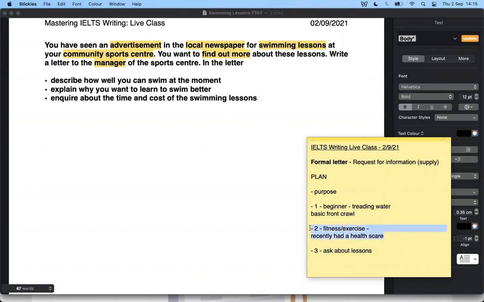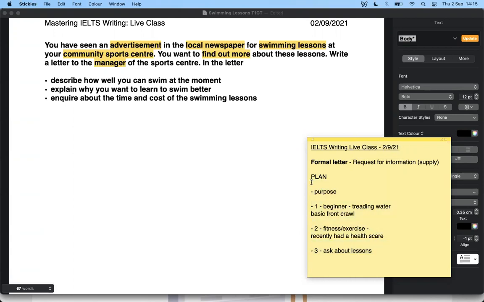I think these two paragraphs, along with the purpose sentence, should be lengthy enough that we don't need to worry about a very long paragraph at the end. We should easily reach the 150 word minimum count. So there's our plan.